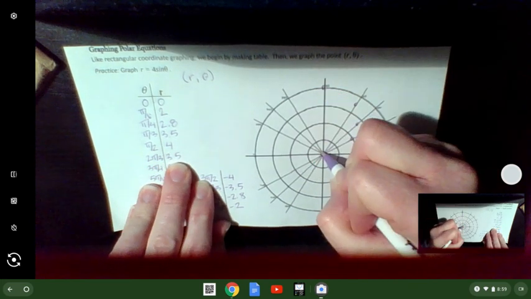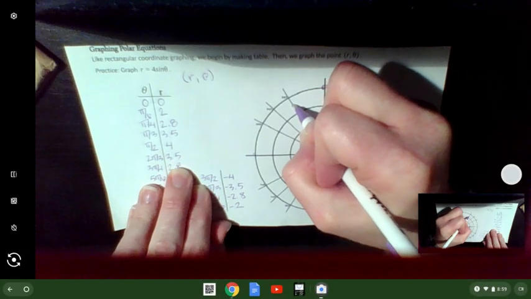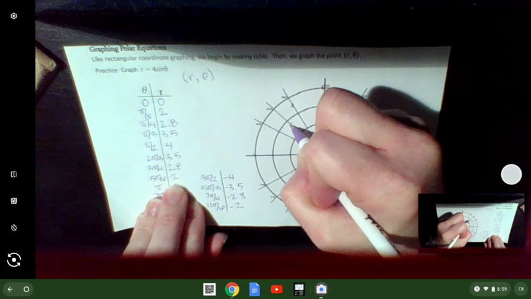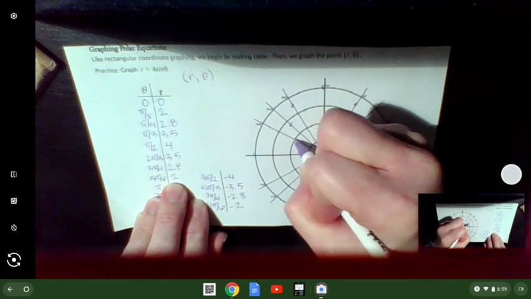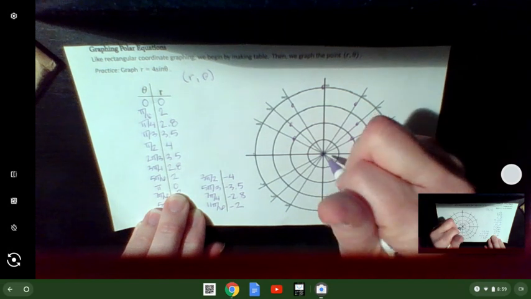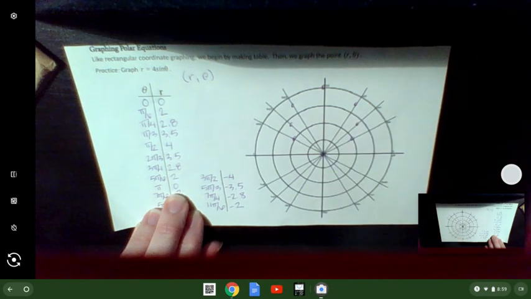And I'm going to keep going. 3.5. 2.8. 5 pi over 6 is 2. And hey, look at that. At pi, we have an R value of 0 again. So that's going to put me right back here.